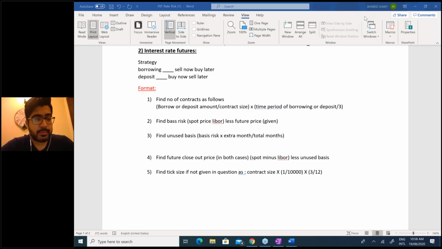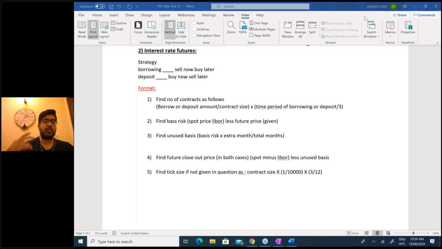Okay, in interest rate futures, first remember the strategy. In borrowing, the strategy is sell now, buy later. And in deposit, the strategy is buy now, sell later. The strategy needs to be learned like in yesterday's session, you learned that in payment case, we have to buy, so buying rate, and in receipts, we have to sell, so selling rate. In interest rate futures, the strategy in case of borrowing is sell now, buy later, and in case of deposit, it's buy now, sell later.